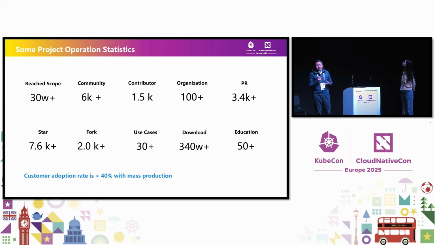Right now, KubeEdge has already covered more than 300,000 people. The community covers more than 6K community members, with about 1.5K contributors, more than 100 organizations, and about 8K stars with 2K forks. So these numbers indicate the project achieved a milestone. That's why we could be graduated.